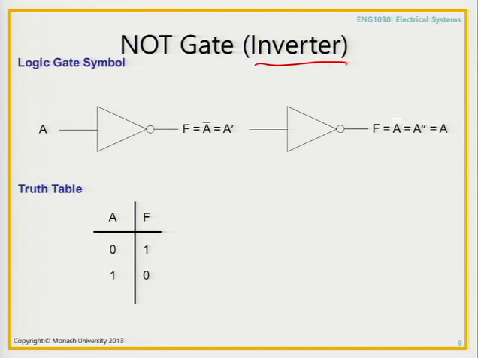There's a triangle here because a bubble alone is really hard to see in a circuit. The triangle clearly marks that there is a gate there and the output is inverted. The truth table for that is really simple. Whatever the input is, the output F is the opposite. A is 0, F is 1. A is 1, F is 0. So that's the second type of gate.